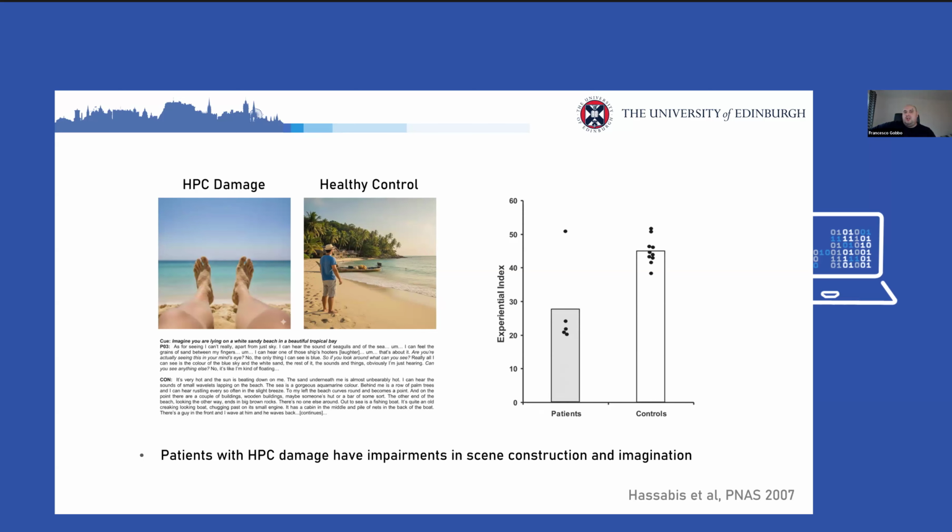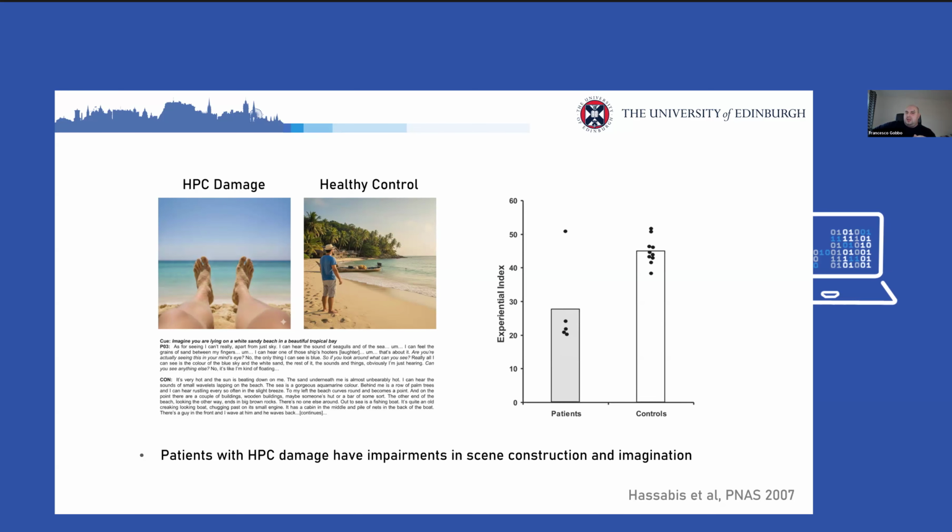What she found is that whereas healthy controls were able to form very complex and detail-rich imagination and description of scenes on request, patients with hippocampal damage were only able to provide very general and superficial descriptions, and actually the majority of the information they were adding to their descriptions was of a largely non-visual nature.